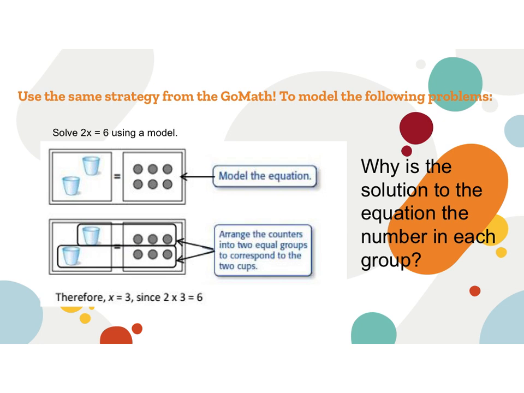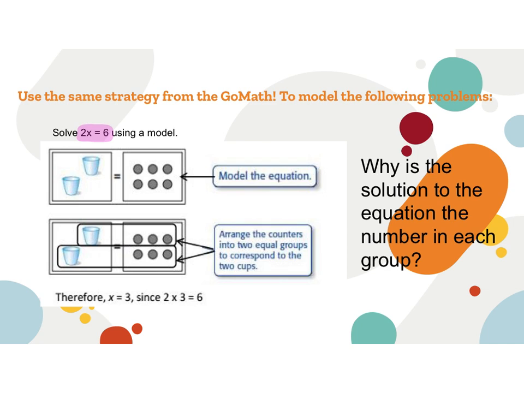Let's use the same strategy from our Go Math page to model the following problems. We have the problem 2x equals 6. If we solve that using a model, the 2 cups on the left represent 2x. The 6 dots on the right represent our 6 wholes as our answer. If we break apart the 6 into 2 equal groups, each cup, or x, has 3 dots in it. So x equals 3.